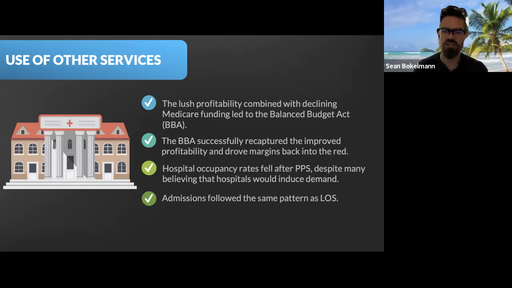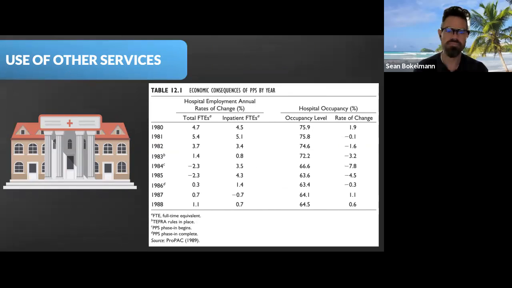And admissions followed the same pattern as length of stay. There was a decline in admissions. All right, so we can see that here. Hospital occupancy starting in 1980 here. So you can see that, sure enough, shortly after the PPS was introduced, occupancy rates started to decline, although they stabilized relatively quickly. They didn't continue to decline, but they did decline over that period.